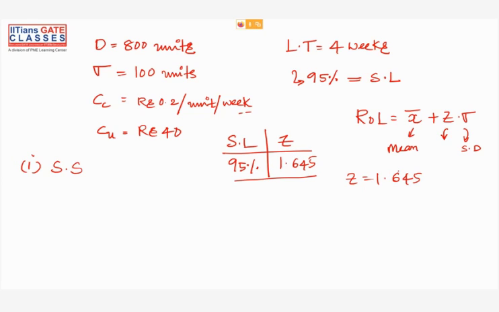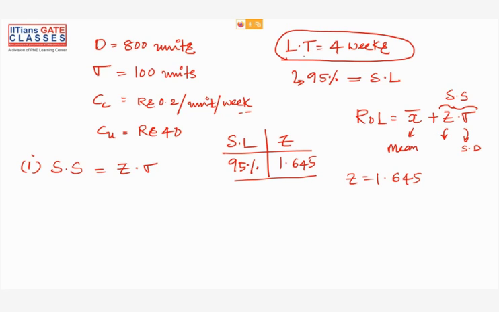The important thing here is that safety stock is being asked. ROL is equal to average demand during lead time plus safety stock. So he's asking safety stock, and safety stock is Z into sigma. I can do that. But what is the lead time given here? Lead time is given as 4 weeks.